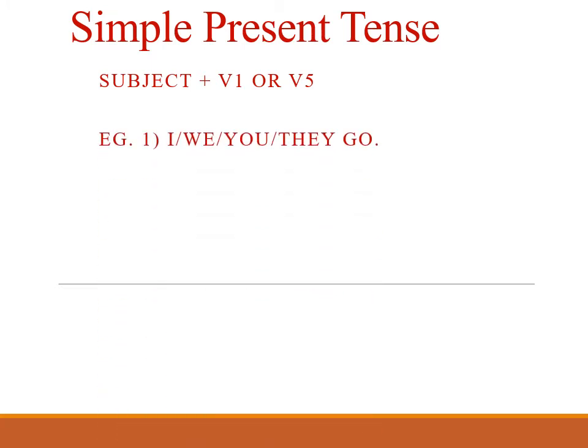So let us see some examples. I go, we go, you go, and they go. He goes. See, when the person changes, the verb too changes. Verb fifth form and verb first form are changed as per the subject. Please refer to the previous slide. I have given your subjects and I have also given the verb forms. He goes, she goes, it goes.